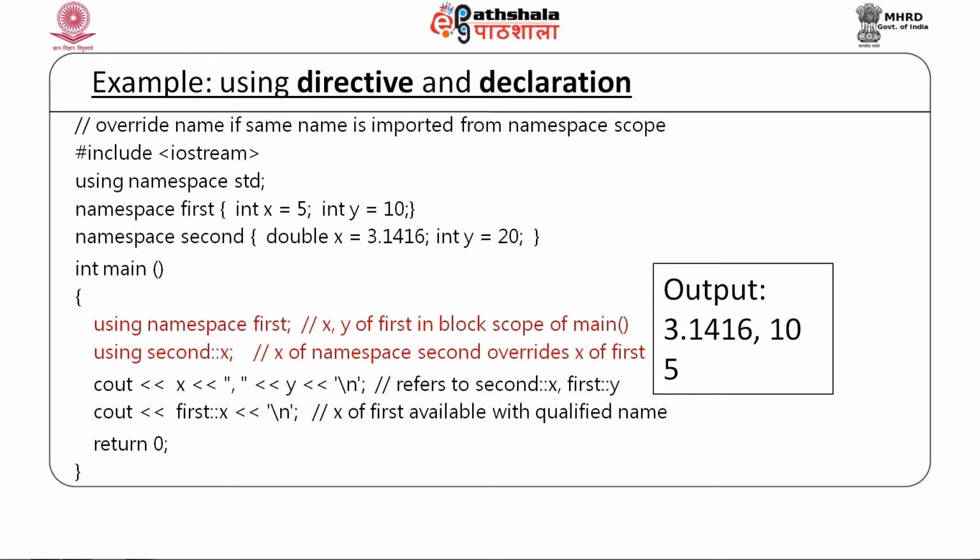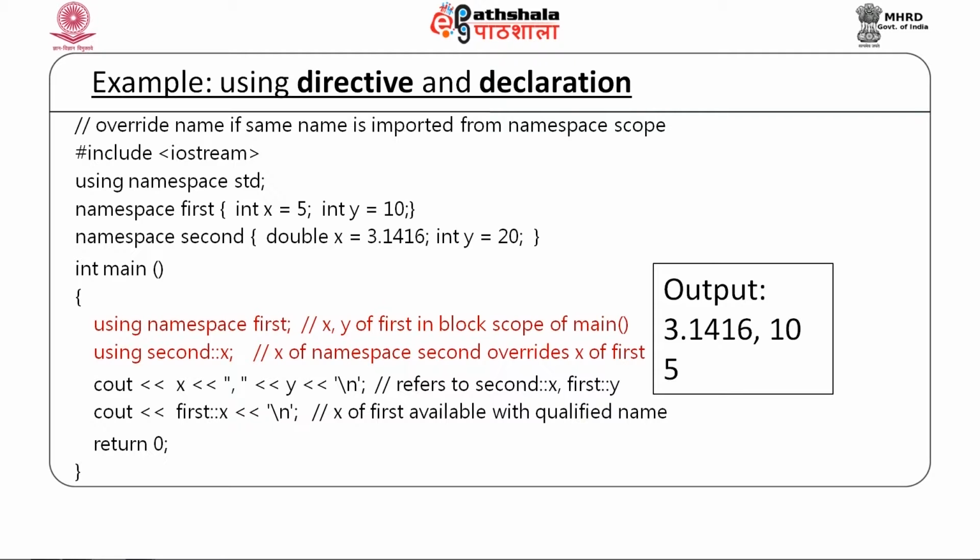Now, let us see the using directive and declaration used together in the same program. In this example, again we are using namespace first and namespace second, but within the block of main we have used using namespace first to import all the elements of first, that means x and y of first. Now, in the next statement using second::x, we are importing x from the second namespace.